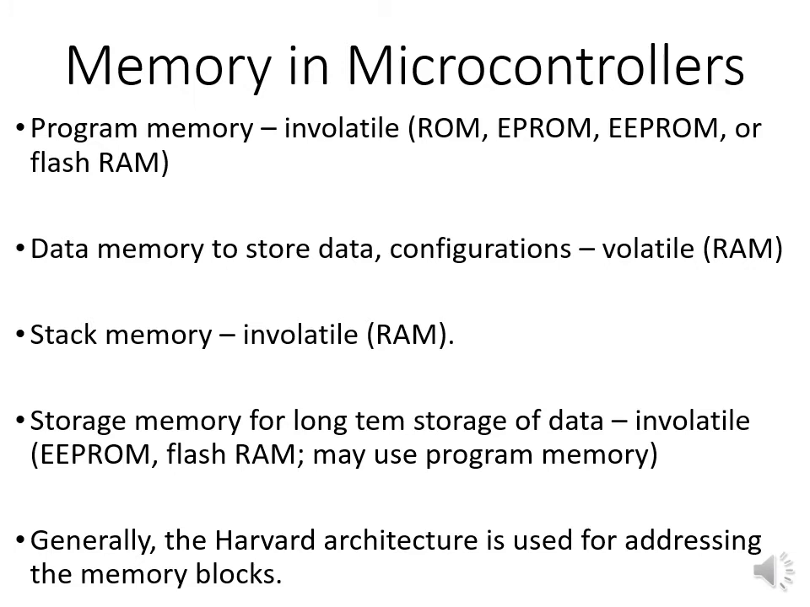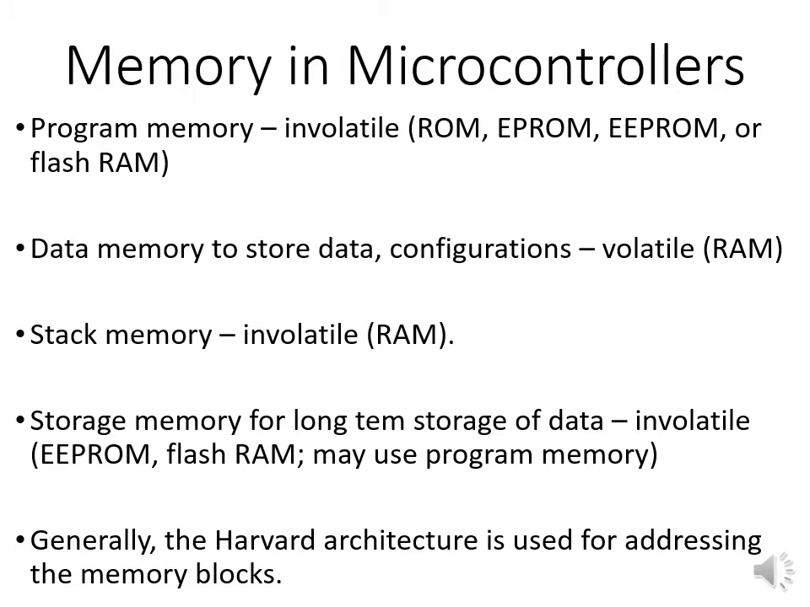The second type of memory is the data memory. Data memory is used to store data and the configurations required for the operation of the microcontroller. Data memory is implemented as RAM because data can change at any time.